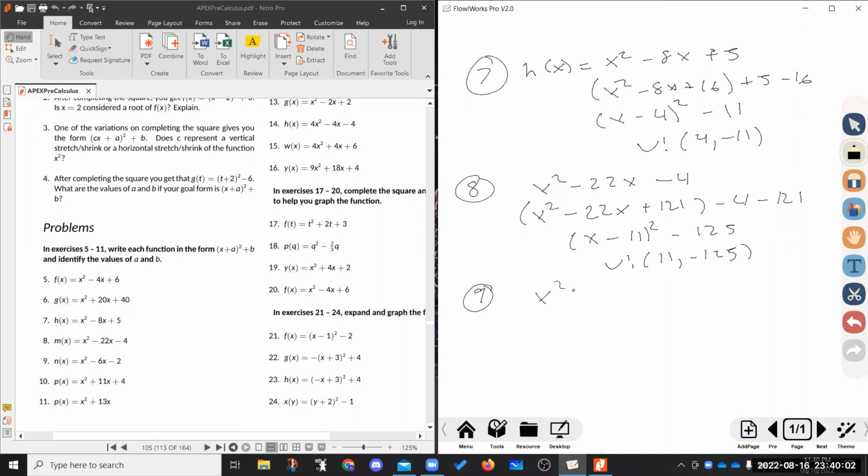Number 9. x squared minus 6x minus 2. Half of the middle number squared is going to give me 9. It's going to give me x minus 3 squared minus 11. My vertex is at 3, -11.